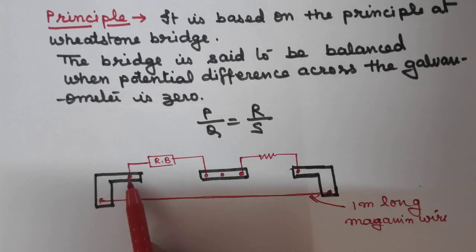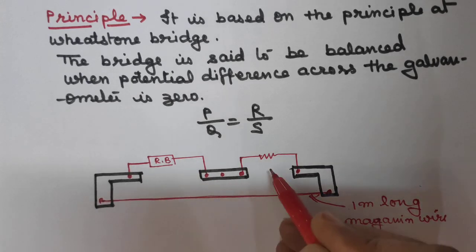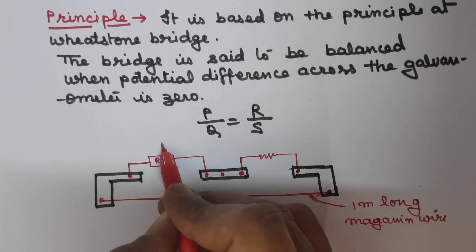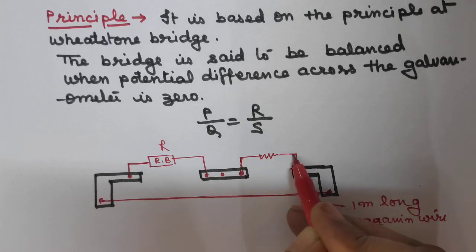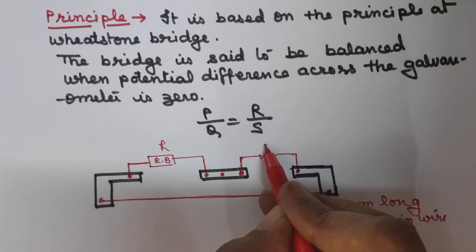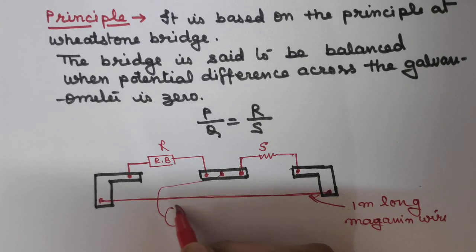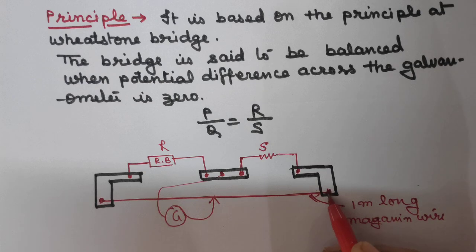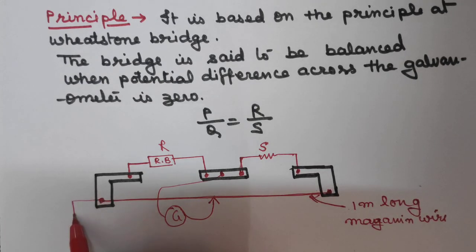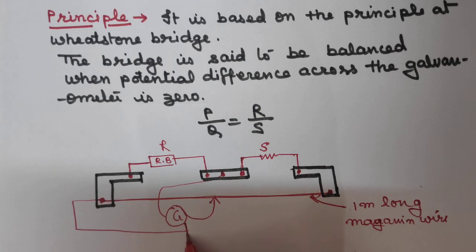Now from these two ends a resistance box is connected, and this is given the name R. This is an unknown resistance connected, named S. Now from this connection we connect a galvanometer, which is connected to the wire with the help of a jockey, and this wire is connected with a battery.